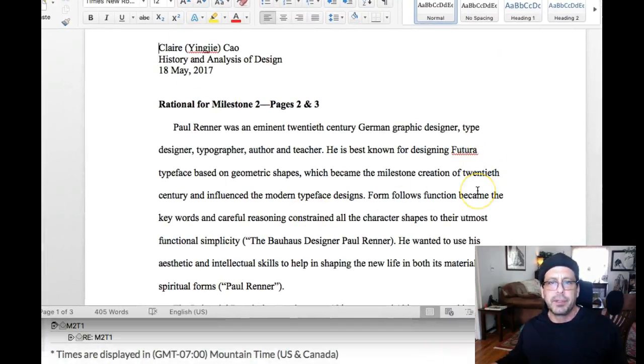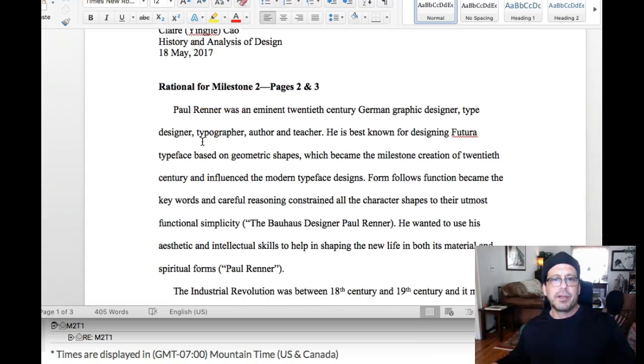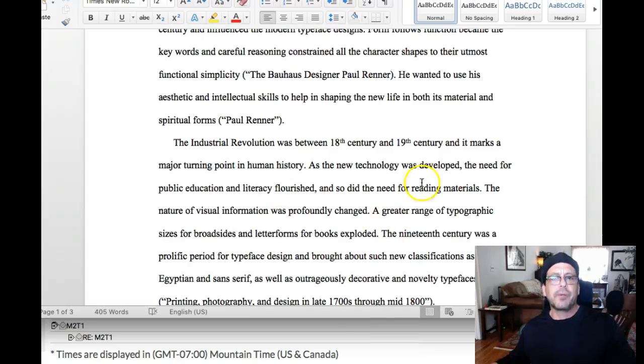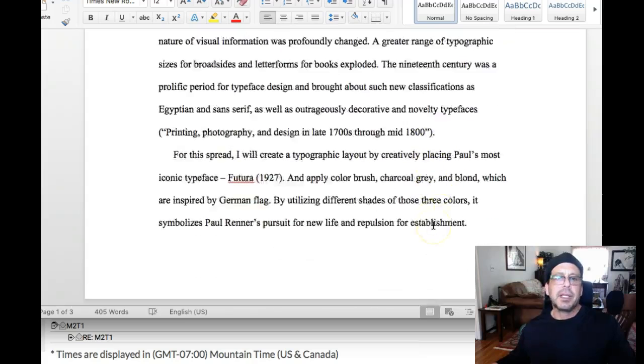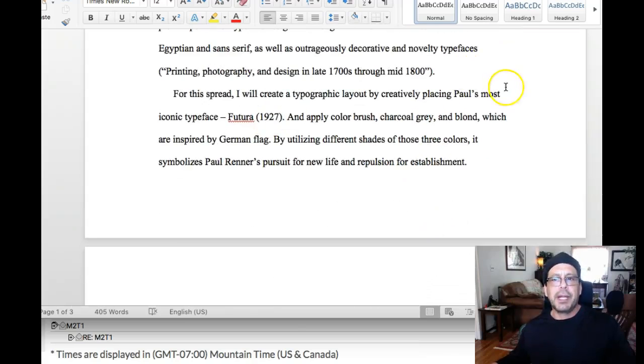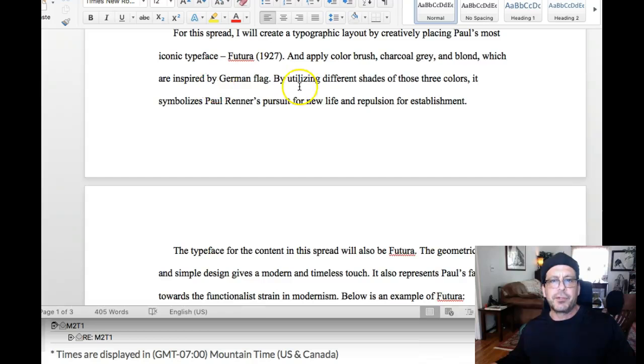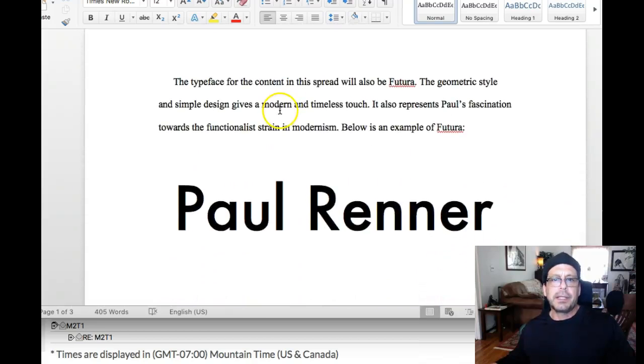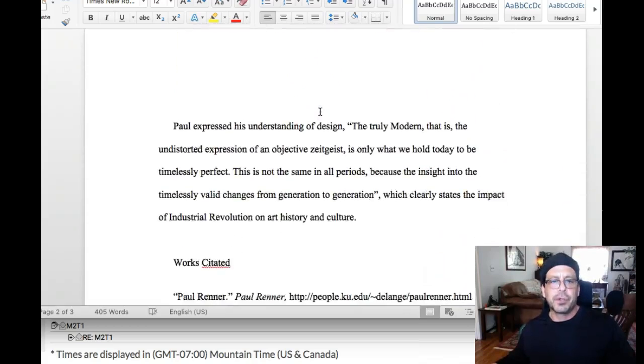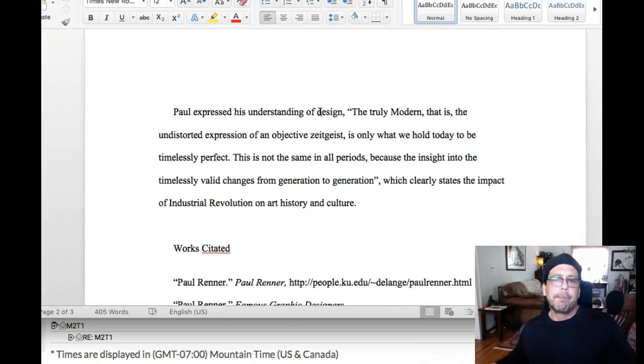And I addressed this in my response to your paper. But I just want to say, okay, so you talk about Paul Renner. That's great. That's your designer. That's perfect. The movement that you want to represent is the Industrial Revolution. That's fantastic. Then you go on to say, I will create a typographic spread using Paul Renner's most iconic typeface, Futura, okay? And then you're going to use the German flag, and then the typeface will also be Futura. And then you have this quote by Paul Renner, who was a modernist.